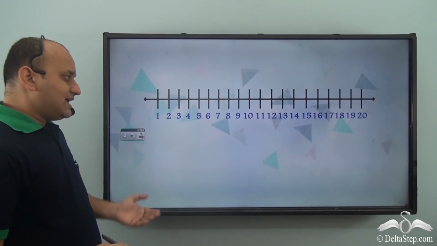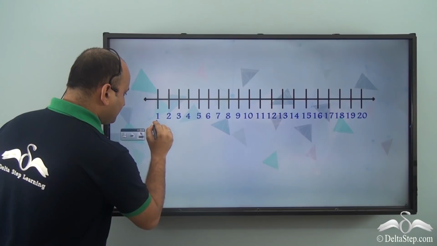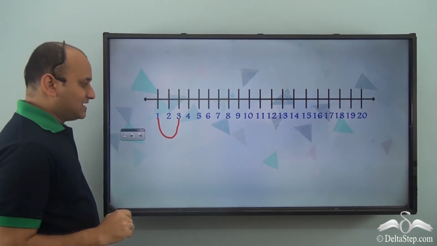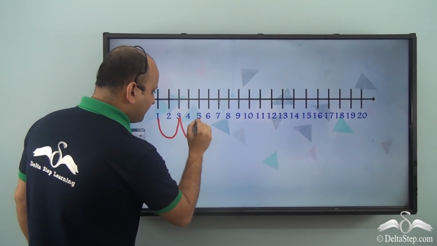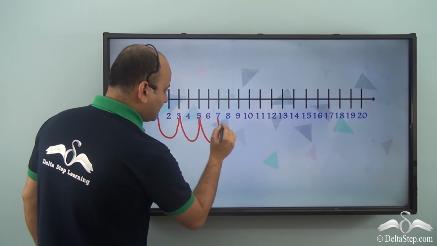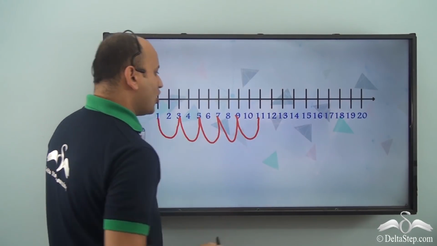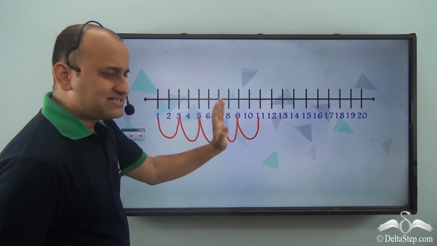Now let's see another scenario. So let's pick up 1 and the next number in the series, let's take 3 and then 5 and then 7 and then 9 and then 11 and so on. Now what is the difference between consecutive numbers in this series?